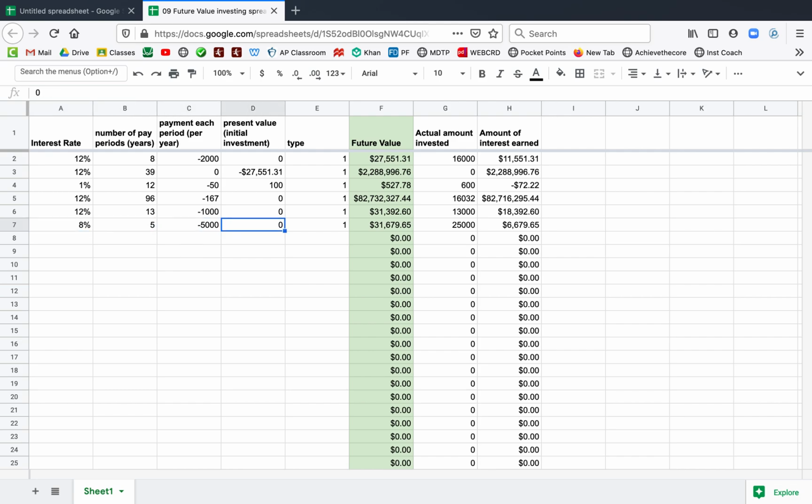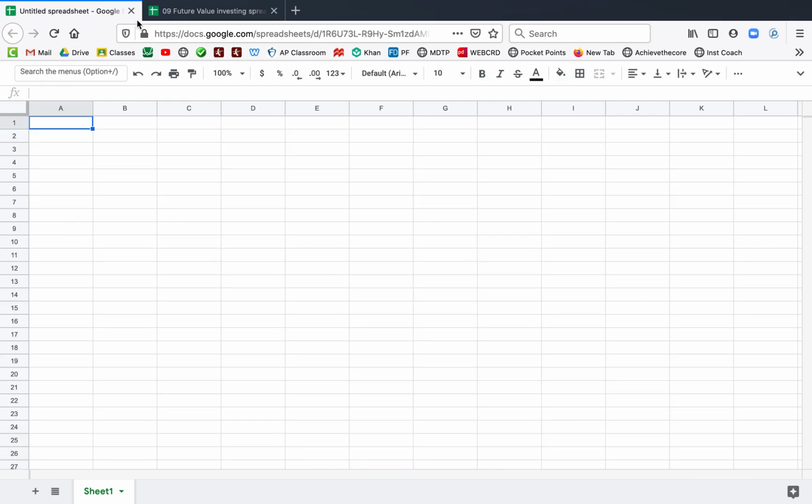So how do you actually get this formula, the future value formula? Because that's the most important one. I did this one and this one for fun, just because I like spreadsheets. So how do you get there? Okay, let's first take a look at the FV formula. If I say equals FV, that stands for future value.